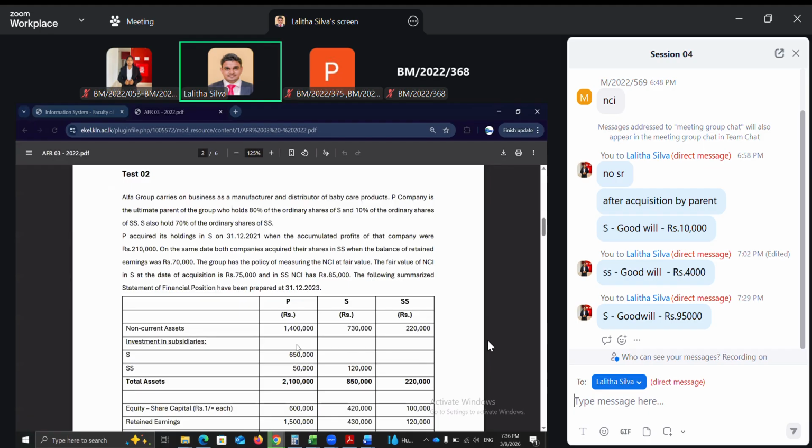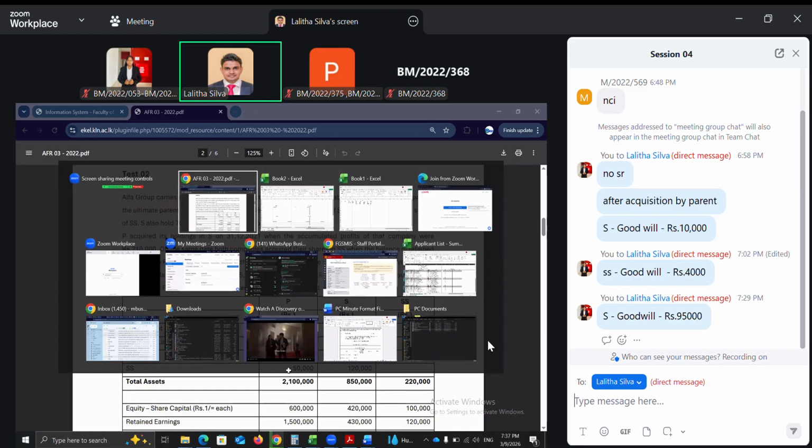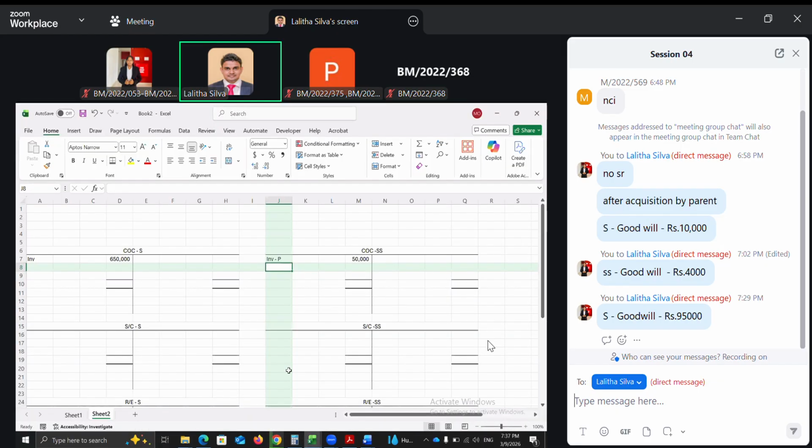It's the other way around. Sorry. For this 50,000 investment, as this investment is made by the parent himself, we can take this total amount to the COC of SS.